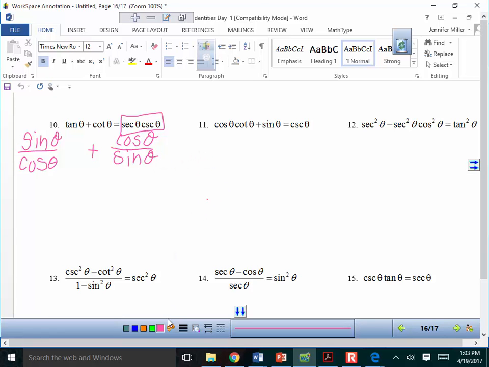Okay? So, if we want to put these together, what do we need to happen? We need a common denominator. And what would that common denominator be? Sine of theta times the cosine of theta. Right here we have a cosine of theta, right? What do we need? We need a sine of theta, okay? But we can't just multiply the bottom times sine of theta. That would be crazy, right? We also have to multiply the top by sine of theta. Very good. Now over here, what are we missing? Cosine of theta. Very good.